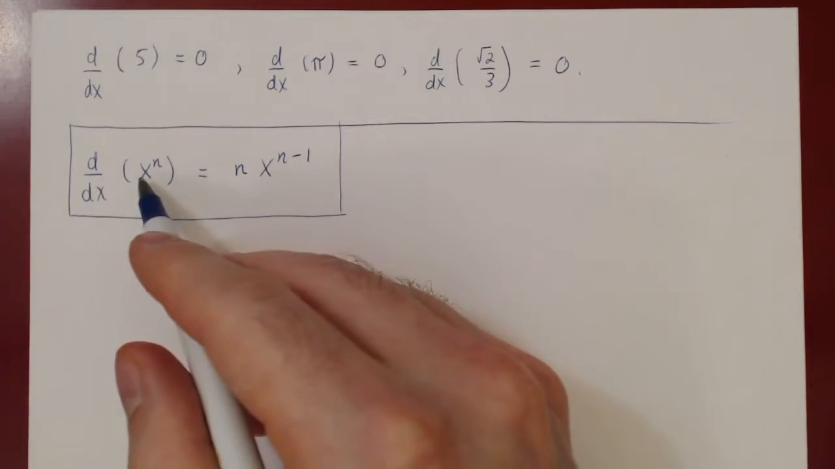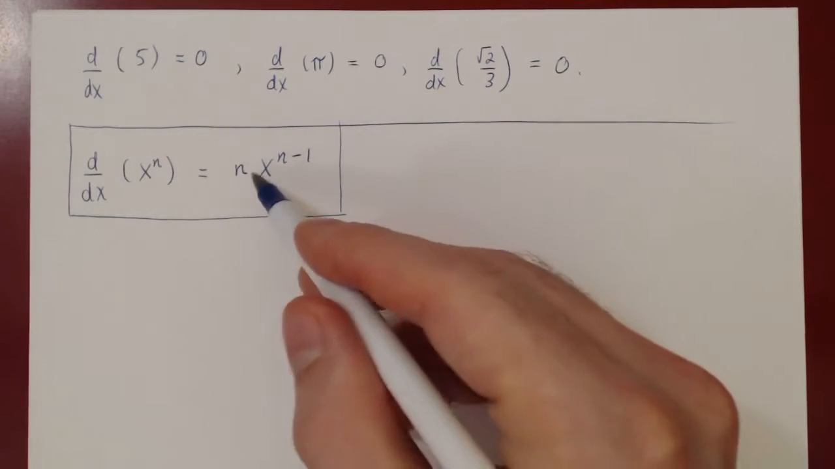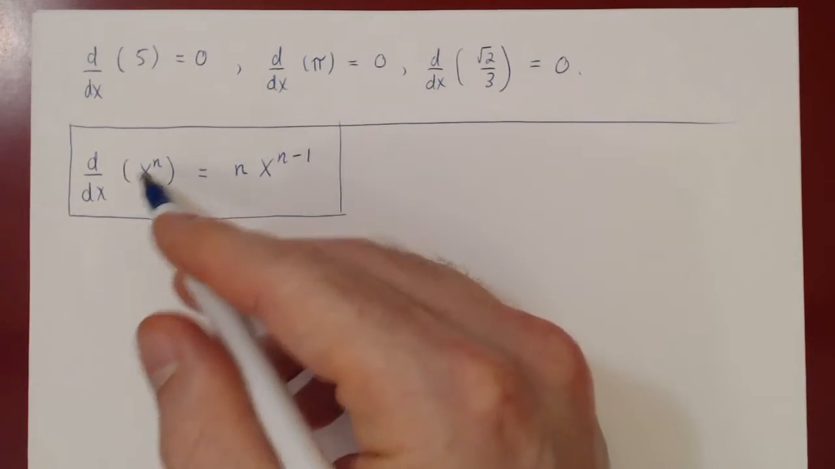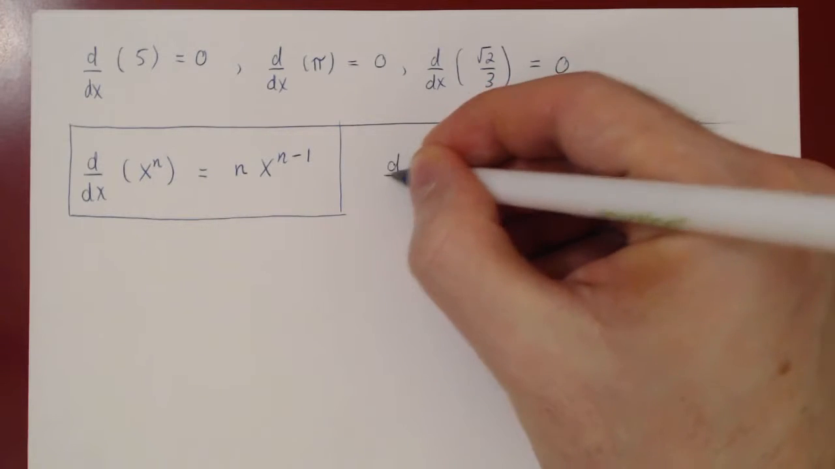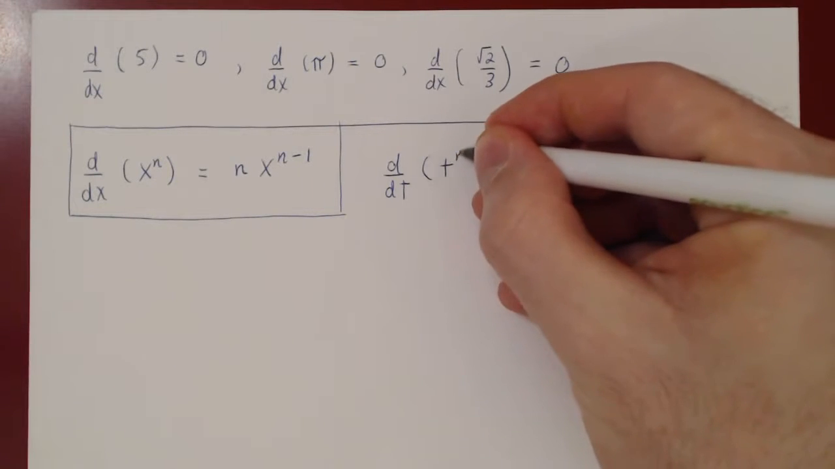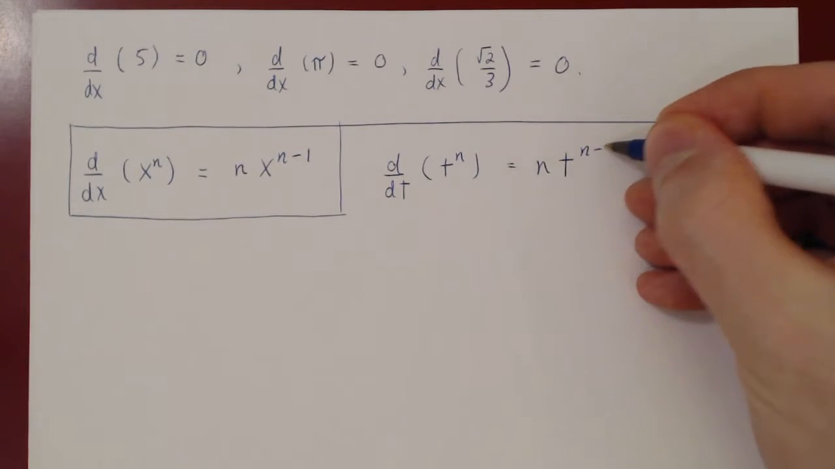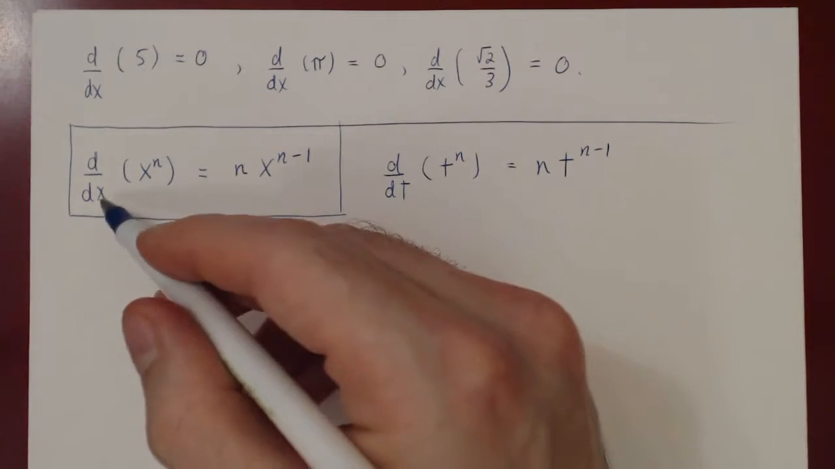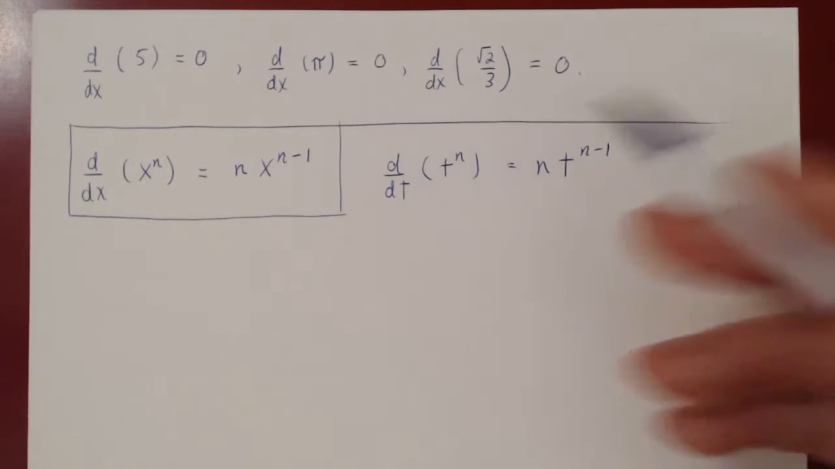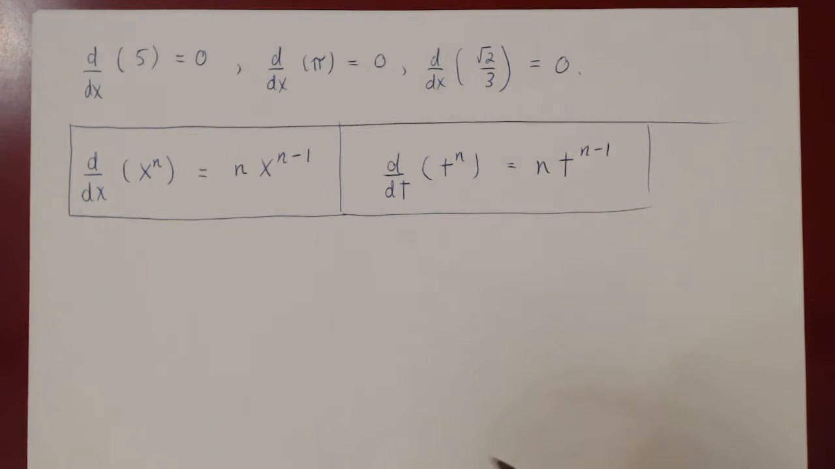To differentiate with respect to x a power of x, all you have to do is bring the power down and subtract 1 from the exponent. And you could replace x by any other variable, right? You could say I could differentiate with respect to t. If the function is t to the n, you're going to have n times t to the n minus 1. X is an arbitrary choice of variable, so you can change the variable for t, for u, for any other variable of your choice. Let's look at some examples of this.